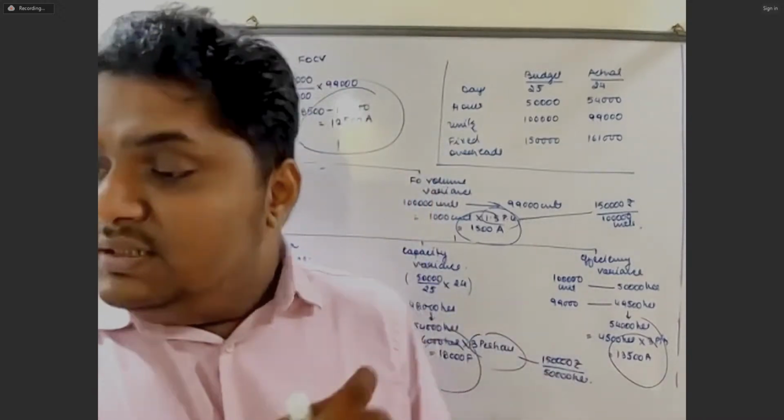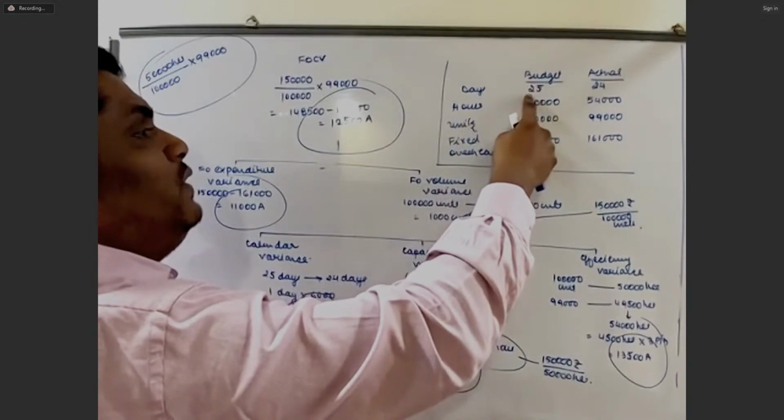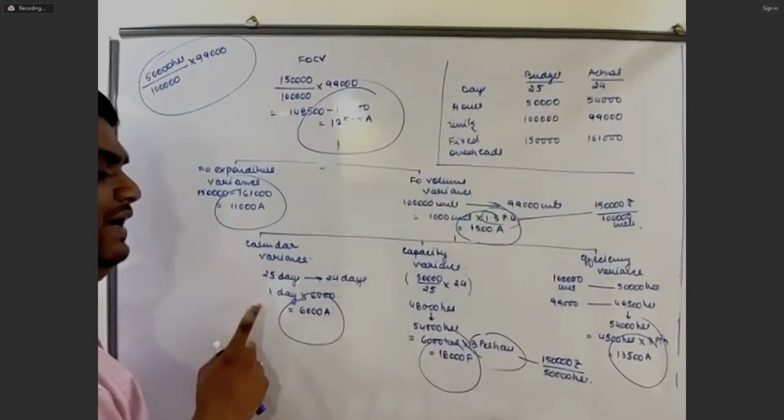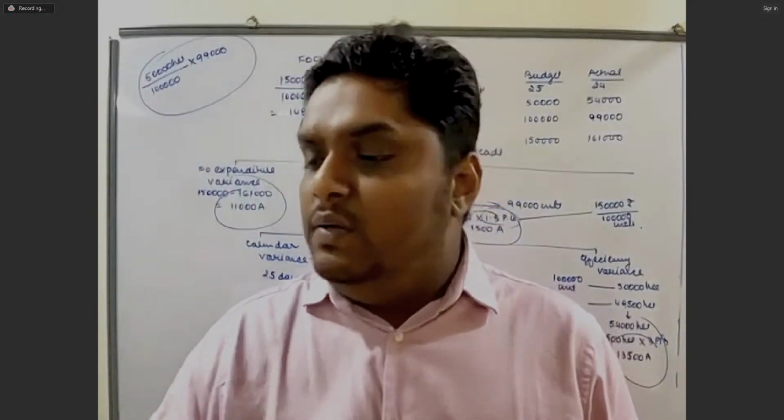Vaishali Bindal, sir, calendar variance. So we were supposed to report to work for 25 days. But we reported only for 24 days. That is 1 day less than what we expected. So that's why this variance will be adverse.